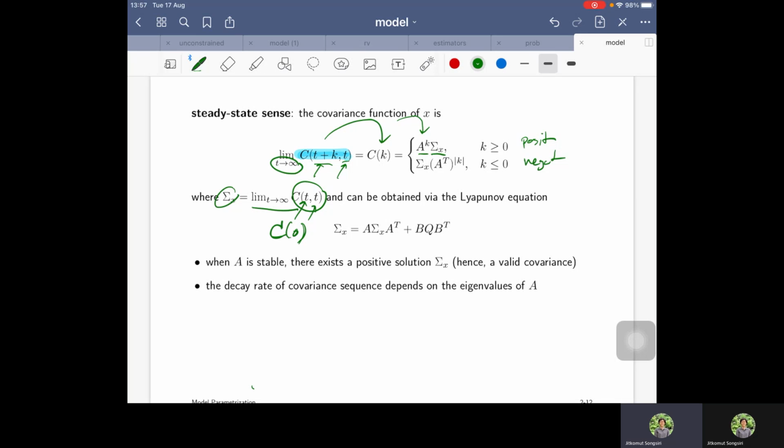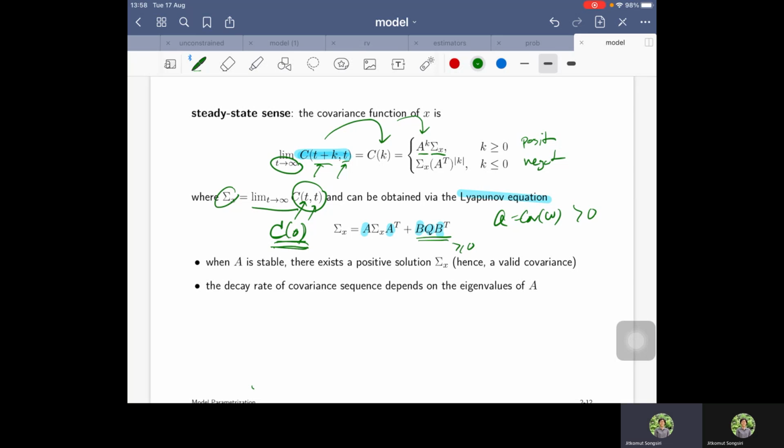The nice result from using the state space is that the covariance function at time gap 0 can be numerically obtained by solving the Lyapunov equation that uses the system dynamic matrix A, the input matrix B, and Q, of course, Q is the covariance of the process noise. And what you know is that Q is positive, right? So this guy, B Q B transpose, is positive semi-definite.